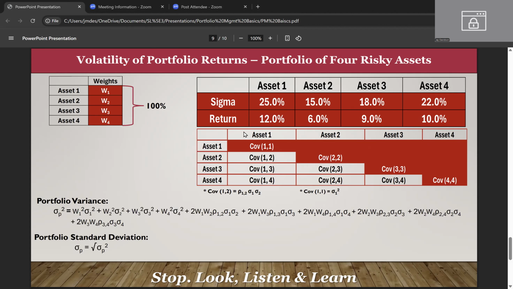So there's going to be a covariance between asset one and asset two, between asset one and asset three, asset one and asset four. And then there's also going to be covariances between asset two and asset three, and covariances between asset two and asset four. And then finally, there's going to be a covariance between asset three and asset four. And for each one of those six covariances, we have to take account of that, and we have to include those in the formula here.